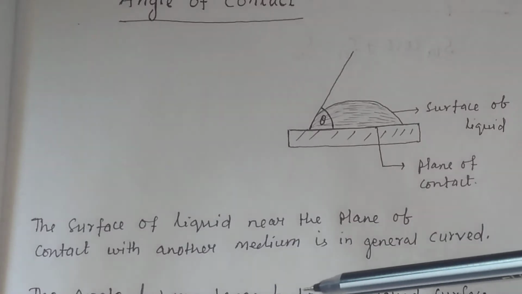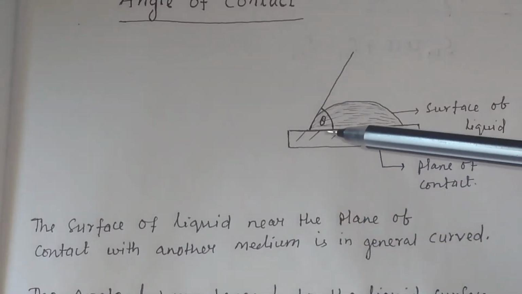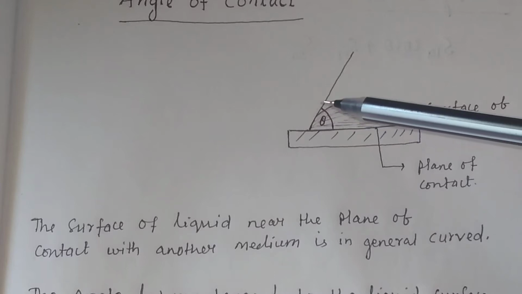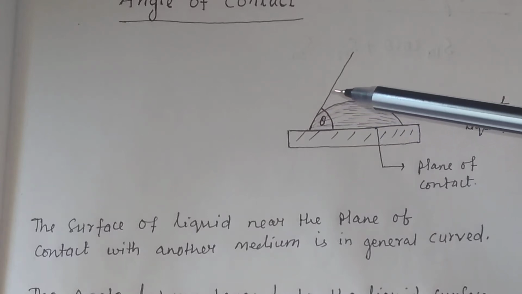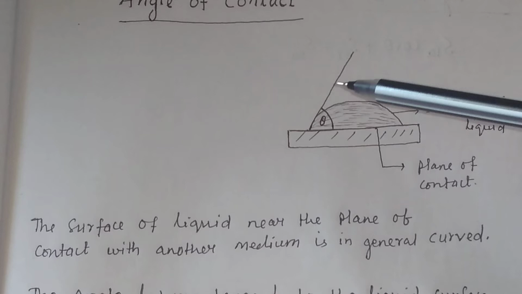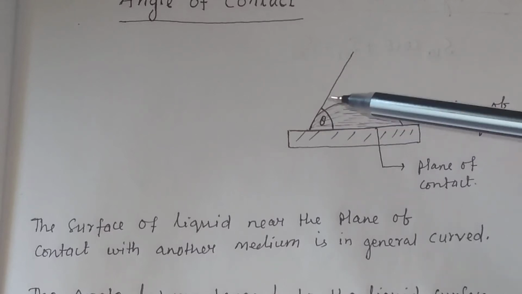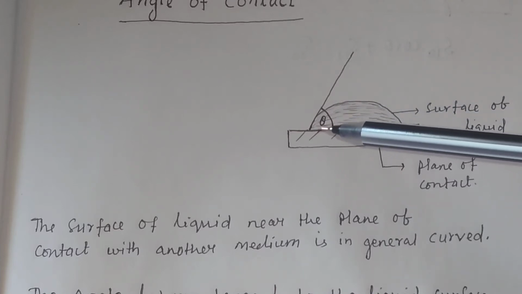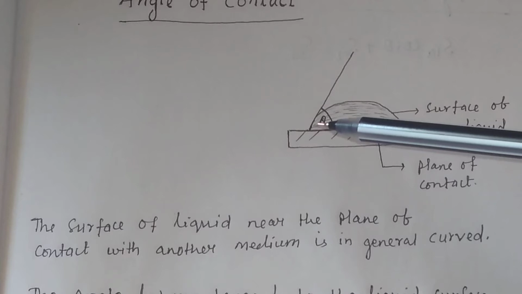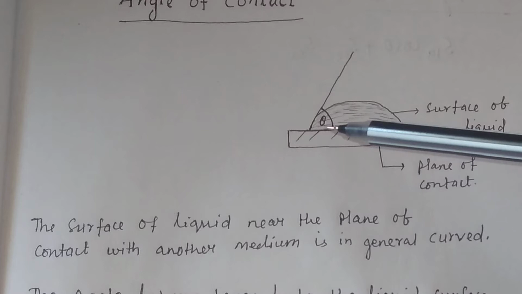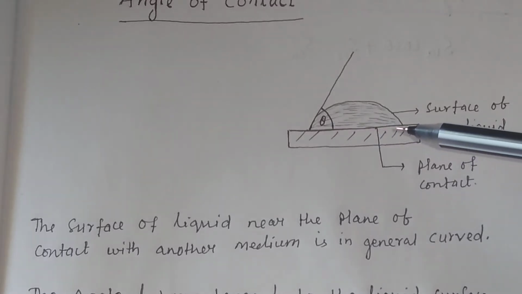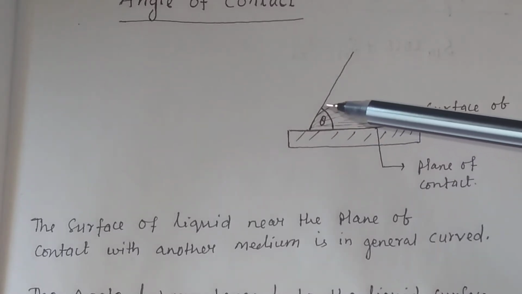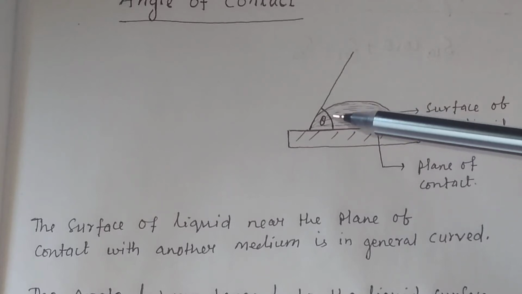So the angle between the tangent to the liquid surface, this is a tangent and this is the angle, at the point of contact, and the solid surface inside the liquid, this is the solid surface inside the liquid. This angle is called the angle of contact.